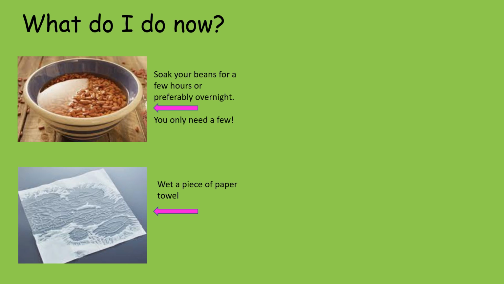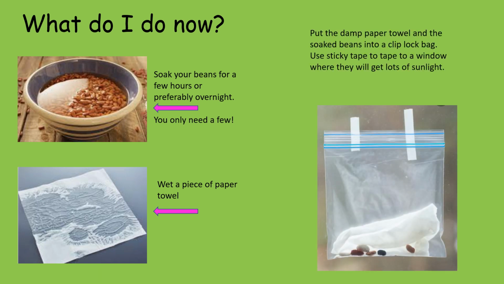Once your beans have been soaked, get yourself a piece of paper towel and wet it. And then put your paper towel and the beans into a clip lock bag like this. The moist paper towel keeps the moisture there for the beans. That's why it's in there. So they don't need to be wrapped up or anything. As you can see from this picture, they're just all in there together. Make sure that you clip lock it really tightly at the top so all that moisture doesn't just evaporate out.